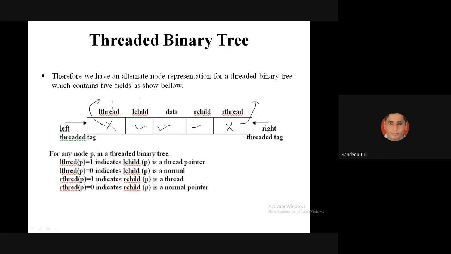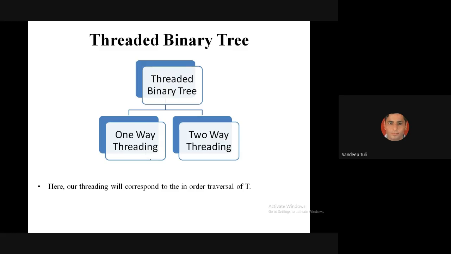So similarly here we will differentiate between the main pointer and the thread pointer. This left child and right child are the main pointers, but left thread and right thread are the thread pointers. So thread pointers we will represent with 1. We will use an extra tag field, an extra bit, which is 1 for thread pointers, and for the normal main pointer we will use 0. So theoretically we will differentiate between these two pointers, main pointers and thread pointers.